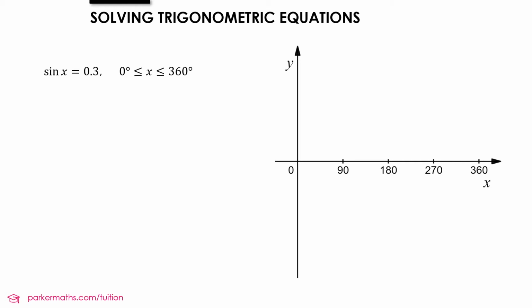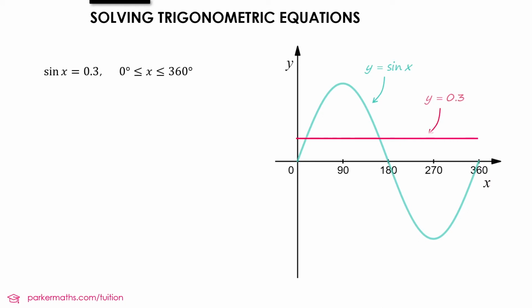And you'll find in any question where you're solving a trig equation, there will always be a domain specified within which you're going to look for the solutions. And so we could represent this solution graphically as follows. We could draw the graph of y equals sin x, and on the same set of axes we could draw the graph of y equals 0.3, just a horizontal line. And the first thing you might notice is that there are 2 points where those graphs intersect, and that implies this equation has 2 solutions.